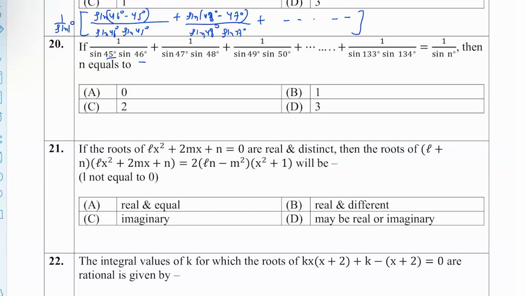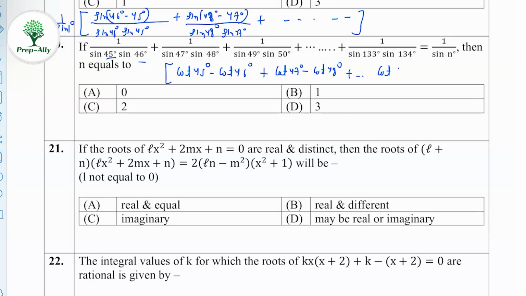So sine 46 minus 45 is sine A minus B, which is sine A cos B minus cos A sine B. So you will get sine 46 cos 45 minus cos 46 sine 45. So when you separate, you will get cot 45 minus cot 46 plus cot 47 minus cot 48 and so on, up to cot 133 minus cot 134.